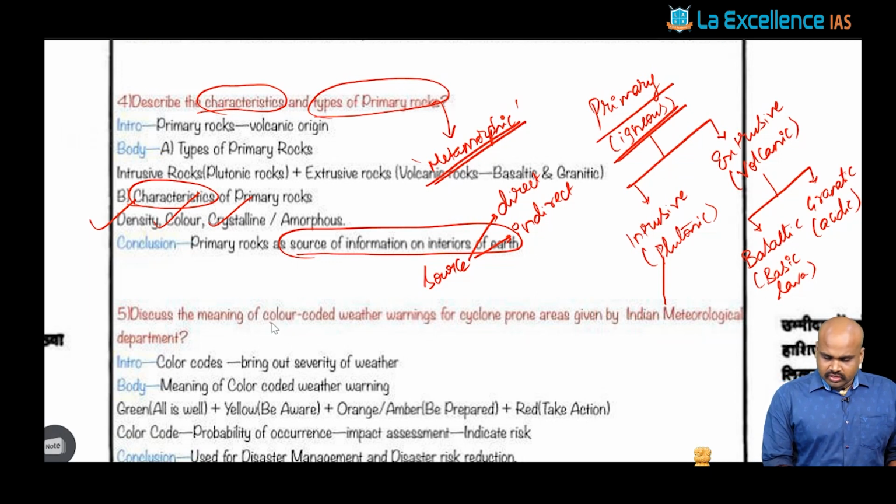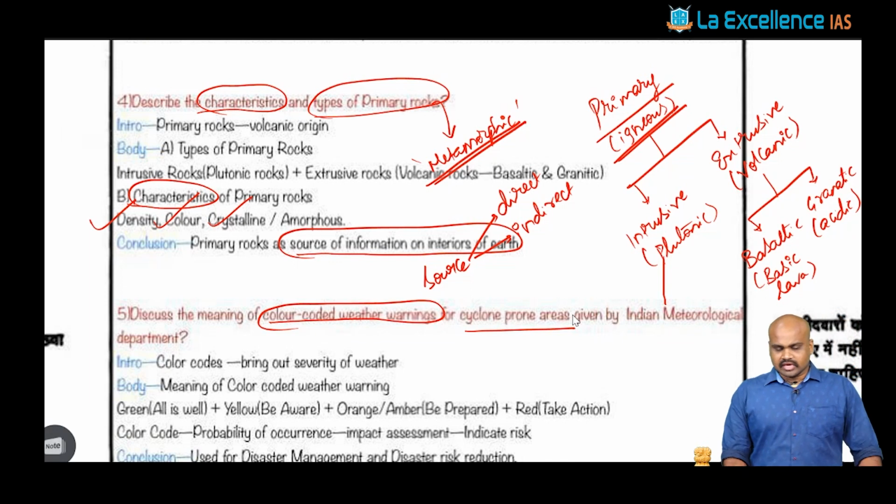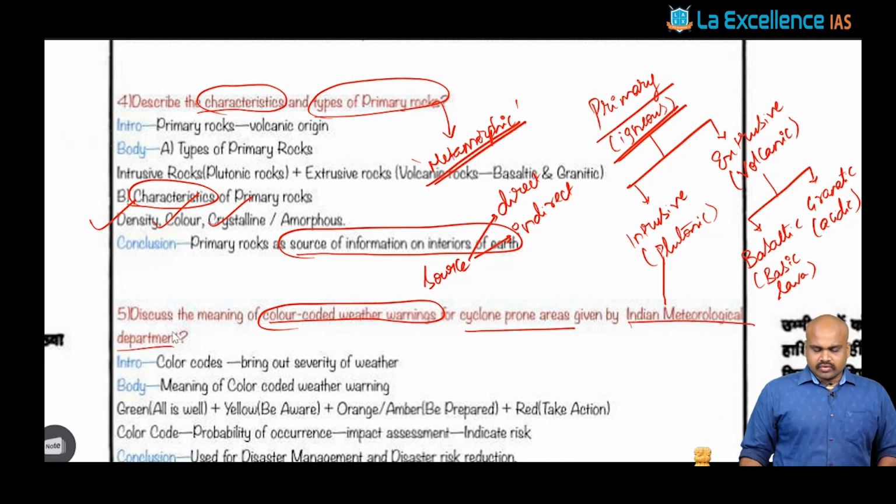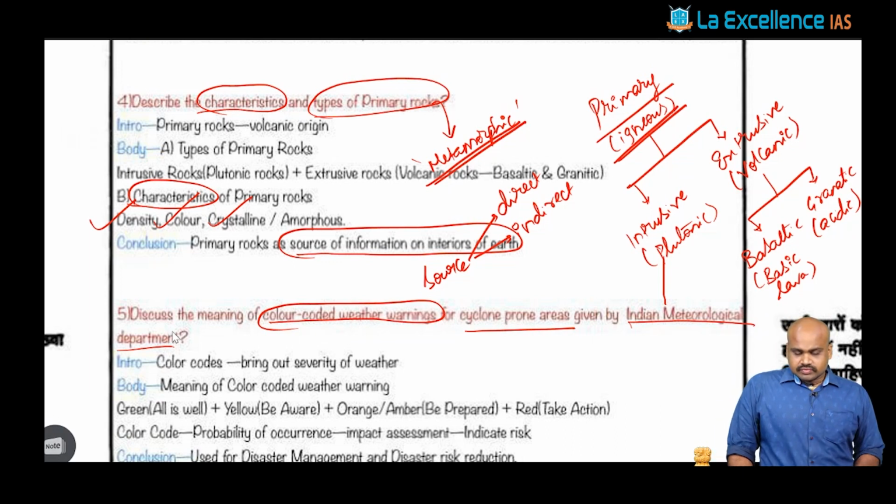The next question is with respect to discussing the meaning of color coded weather warnings for cyclone prone areas given by the Indian Meteorological Department, given by IMD. Now it is talking about color coded weather warnings for cyclone prone areas given by IMD.